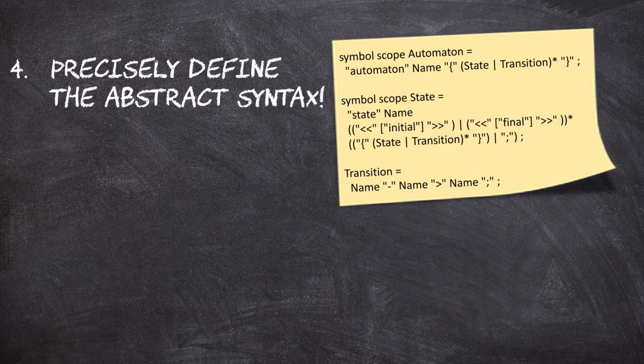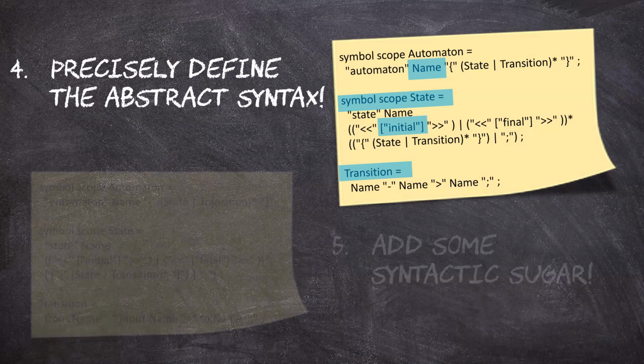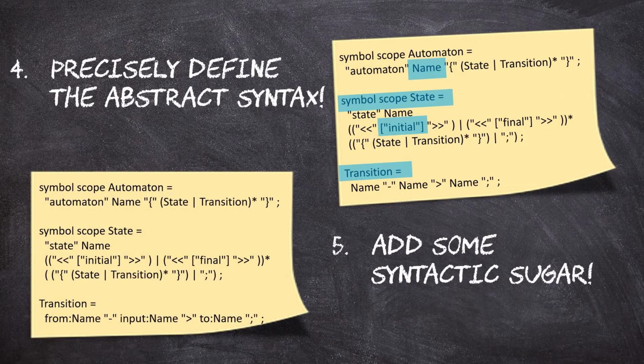Now precisely define the abstract syntax, so the language concepts of the DSL. For the automaton example, this includes non-terminals like states or transitions, identifiers like name, and semantically relevant keywords, for example, to mark the initial state. In a fifth step, you want to extend the abstract syntax with so-called syntactic sugar. This is non-essential syntax designed to make the language easier to read and use. In the example automaton language, you might want to introduce from and to for transitions.